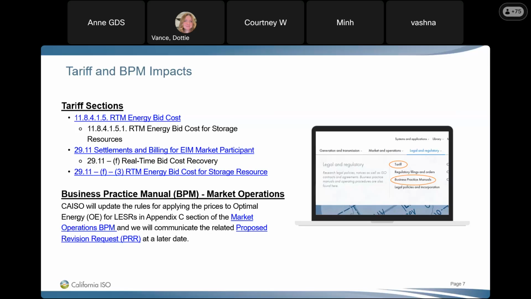Additionally, you'll see here on the screen, it is located on the ISO's website. So it's going to be under the legal and regulatory section, and you'll see tariff and business practice manuals. That's where I'm pulling this information.